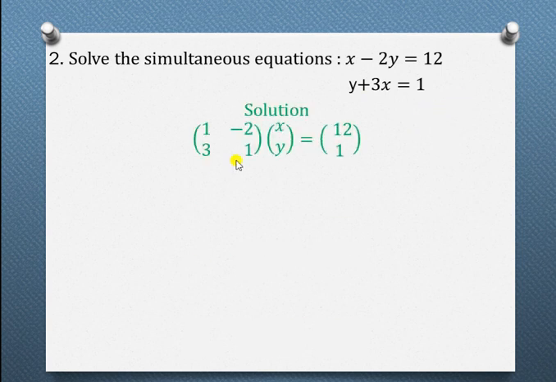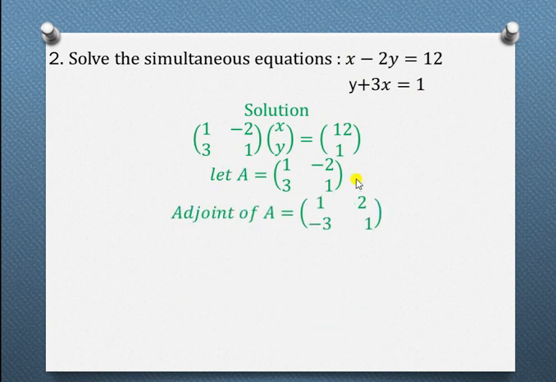So our solution, we have 1, 3. 1 is the coefficient of x here, and 3 is the coefficient of x here. Negative 2 is the coefficient of y here, and 1 is the coefficient of y here. Multiply by xy and equate it to what we have on the right hand side. Next, let A be your matrix. You could use another letter.